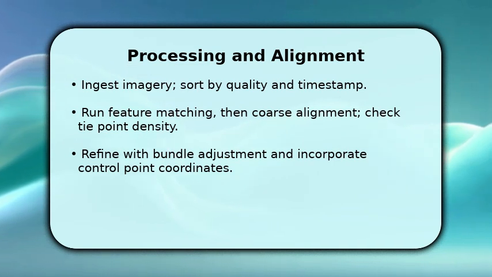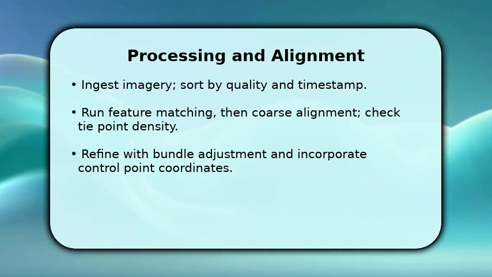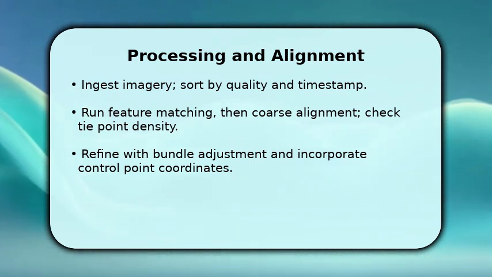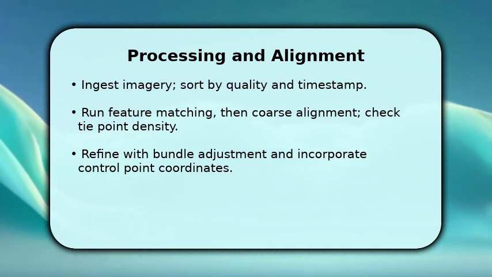Once aligned, run bundle adjustment to optimize camera poses and reduce reprojection error. This improves geometric accuracy. Then load your control point coordinates so the model snaps to real-world scale. Make sure to inspect residuals and keep iterative backups as you refine.